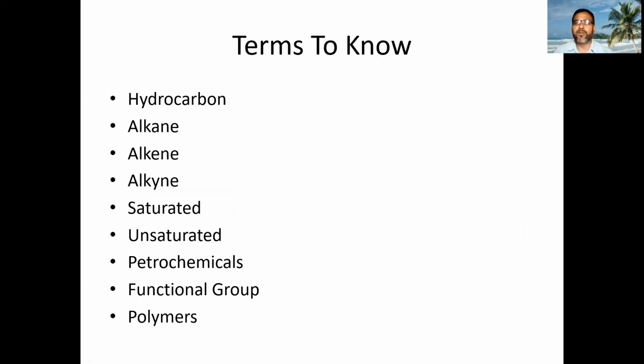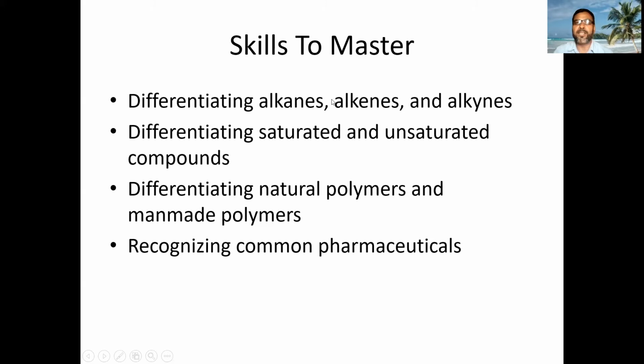So terms you should know always if you are interested in organic chemistry. Hydrocarbon, you learn what is the hydrocarbon. You know the alkanes, alkenes, alkynes, saturated, unsaturated, petrochemical, function group, and polymers. So my friends, skills to master: differentiate alkane, alkene, and alkyne, differentiating the saturated and unsaturated compounds, differentiating the natural polymers and man-made polymers, recognizing the common pharmaceuticals.